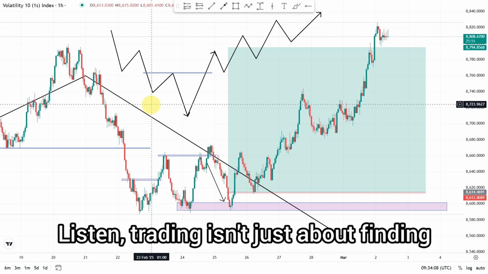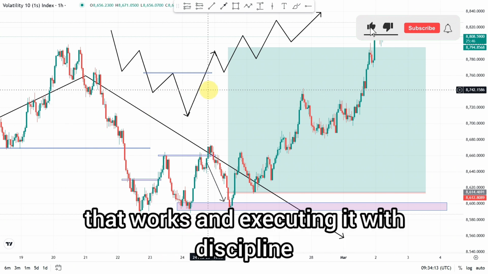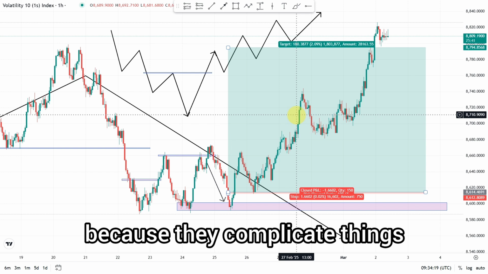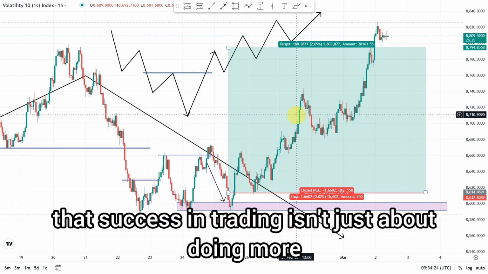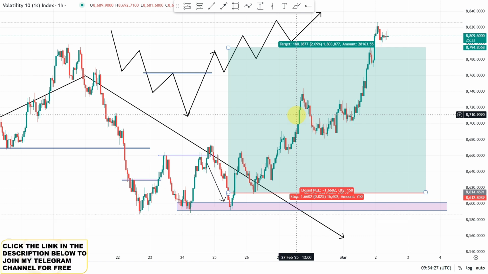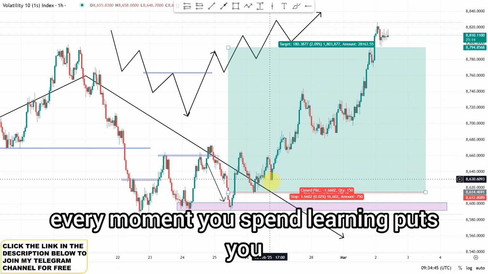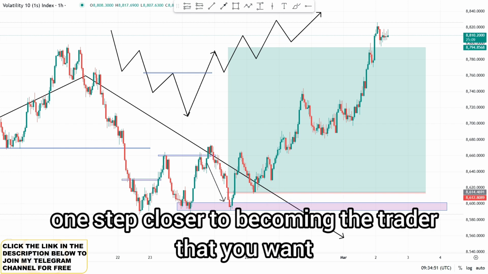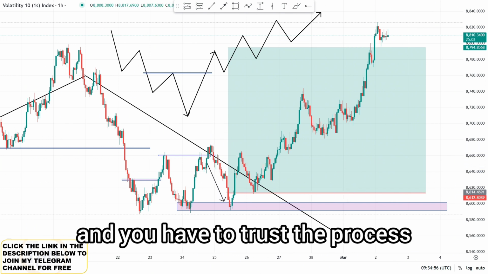Listen, trading isn't just about finding the holy grail, right? It's about sticking to a process that works and executing it with discipline. Most traders fail because they complicate things or they chase shortcuts. But we have to know that success in trading isn't about doing more, it's about doing less but better. If you're struggling, do not give up. Every trade, every lesson, every moment you spend learning puts you one step closer to becoming the trader that you want. Always stay patient, stay disciplined, and trust the process.